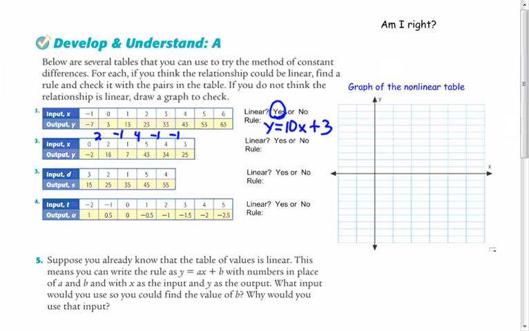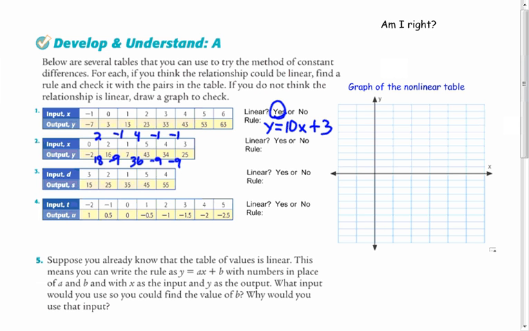And then on our outputs, 16 minus negative 2 is 18. 7 minus 16 is negative 9. 43 minus 7 is 36. 34 minus 43 is negative 9. And 25 minus 34 is negative 9 also.